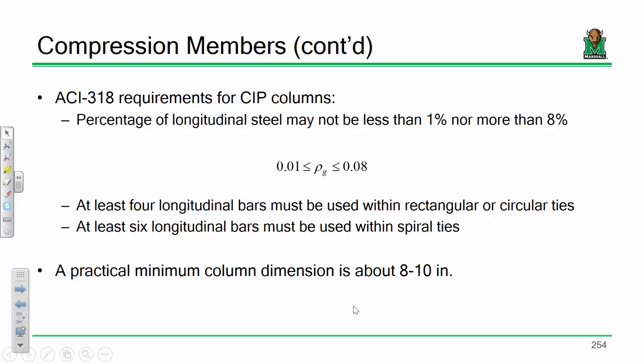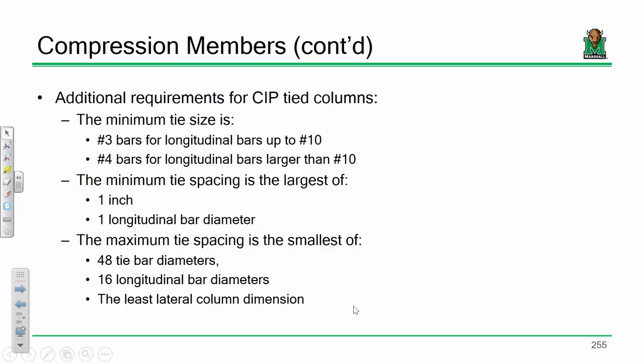And then in the video, I went through a series of detailing checks that you have to meet for columns. For instance, your reinforcement ratio has to be between 1% and 8%. This practical minimum column dimension, that's not an actual code requirement. It just tends to make sense based off of reinforcing requirements and detailing requirements, et cetera. I talked about ties for cast-in-place tied columns: minimum tie size, minimum tie spacing, maximum tie spacing. More often than not, we really don't care so much about the minimum tie spacing. It's really the maximum tie spacing that we have to ensure. You're really wanting to provide the least amount of ties possible, so that's where maximum tie spacing comes into play.